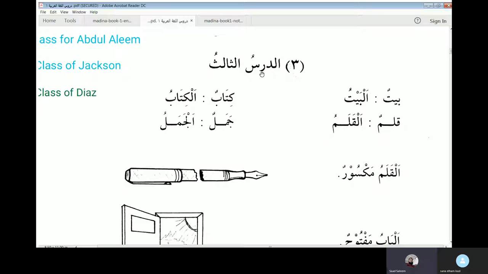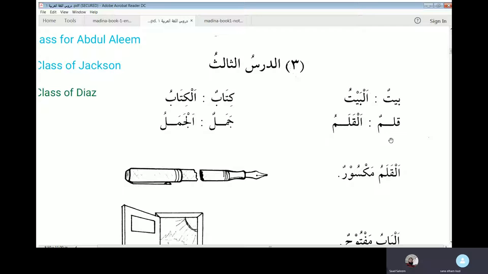So read this. Lesson 3. Third lesson. Baytun. Al baytu. Meaning? So house. A house. Al baytu is the house. Kitabun, a book.